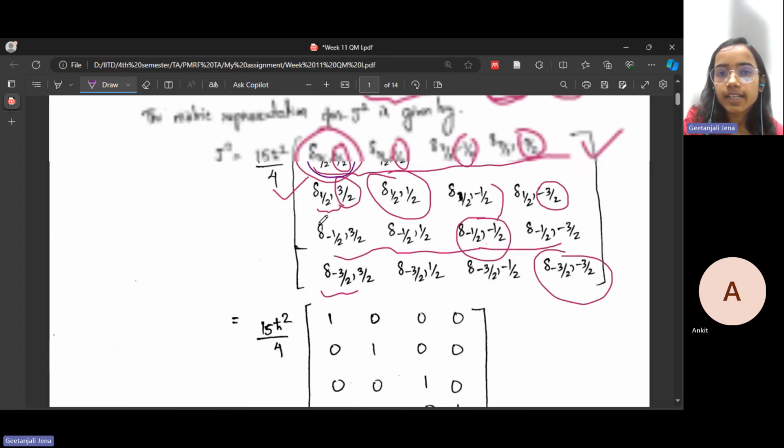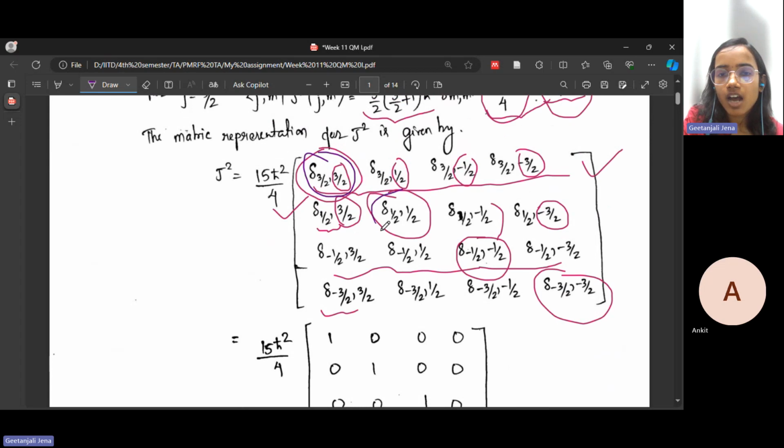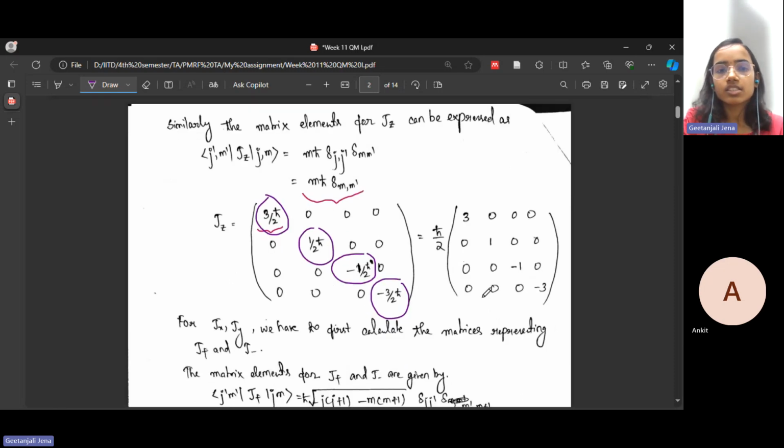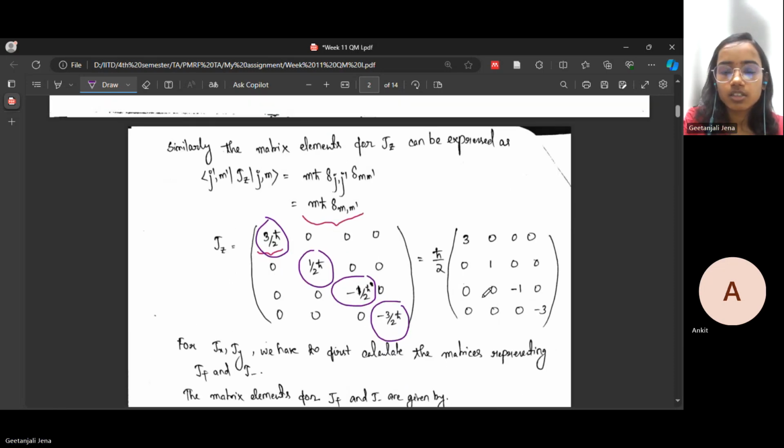And if you see the second term, it is delta half and half. So that means you will get m value half. So it will be half h cut. And similarly, the third one will be minus half h cut. And the fourth one will be minus 3 by 2 h cut. So now you just take out the common factor, which is h cut by 2, and represent the JZ matrix. So in this way, you can calculate the matrix representing the JZ operator.